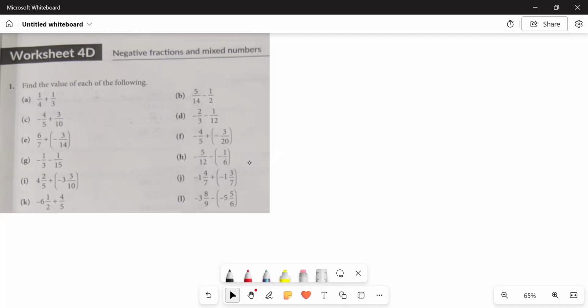Thank you, syllabus. और आज हम कर रहे हैं वर्कबुक वर्कशीट 4D where we have to solve the negative fractions. ठीक है? Either they could be negative fractions or mixed numbers. We have to add or subtract the two or more than two fractions. In the first question, first we have to deal with only two fractions, and in the next question we are going to do with more than two fractions.